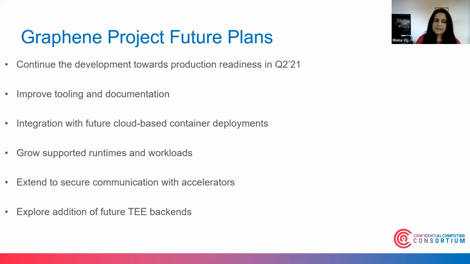as we stabilize Graphene. Couple other things that we are looking at is extending the secure communication with the accelerators. There's lots of emerging demand for that. And today, Graphene doesn't really support any other devices other than network and file system. And we will also explore addition of future TEE backends, because Graphene architecture is very modular. We could develop a different PAL for a different architecture.